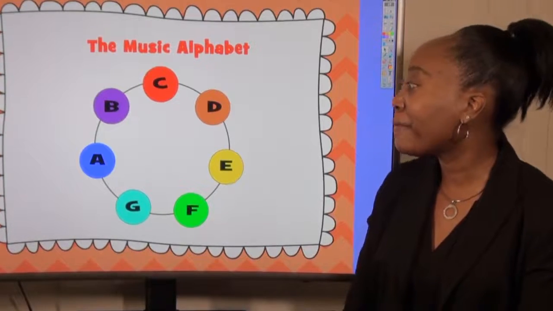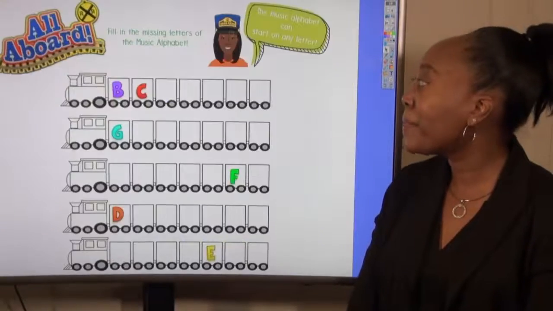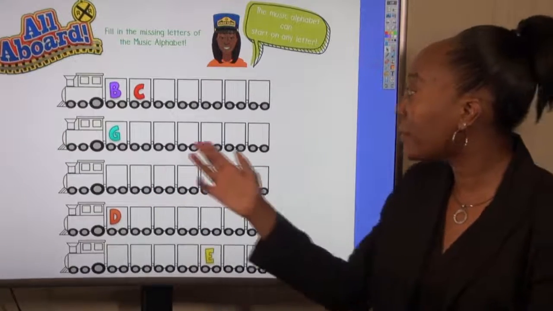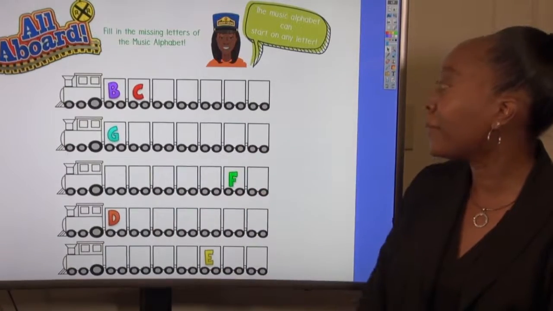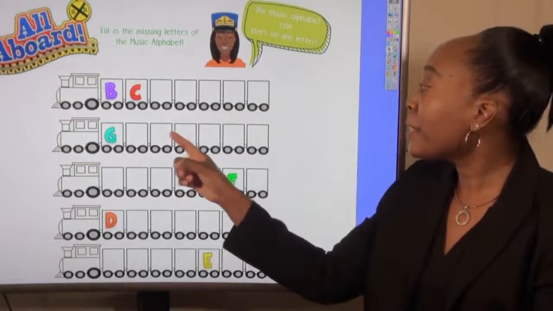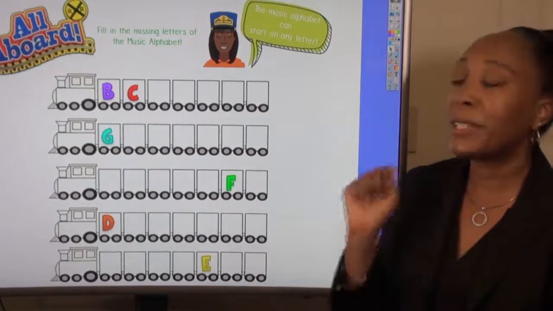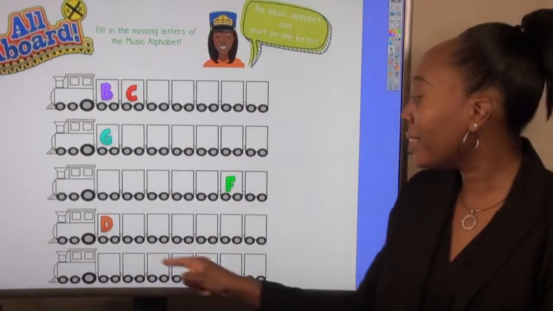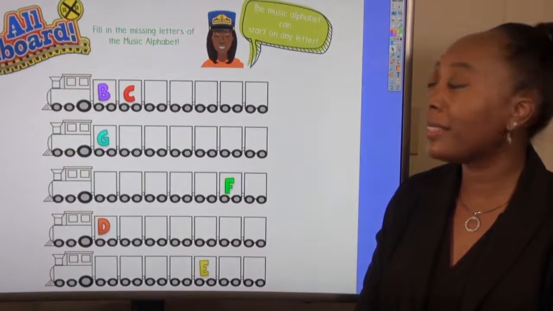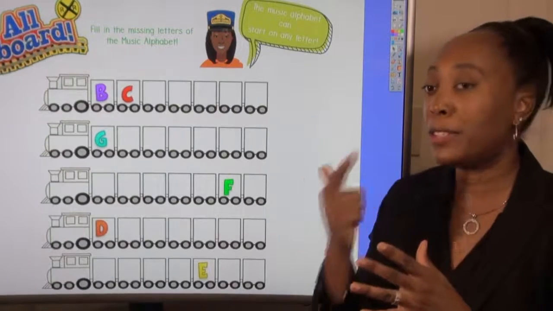So what is the homework for this lesson? Well, look at this. We have all aboard and we have our little choo-choo trains. They're so cute. And your job is to continue the music alphabet. I'm not going to tell you anything else. Your job is to complete the music alphabet, and that should be easy as long as you know A, B, C, D, E, F, and G.